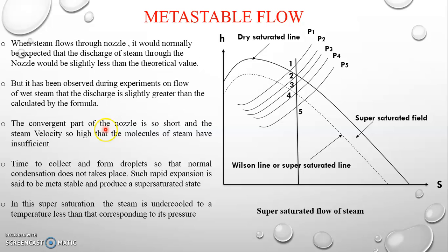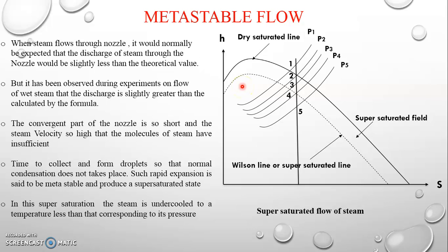The convergent part of the nozzle is so short and the steam velocity so high that the steam molecules have insufficient time to collect into droplets, so normal condensation does not take place. Such rapid expansion is called metastable flow and produces a supersaturated state. In this supersaturation, the steam is undercooled to a temperature lower than that corresponding to its pressure.